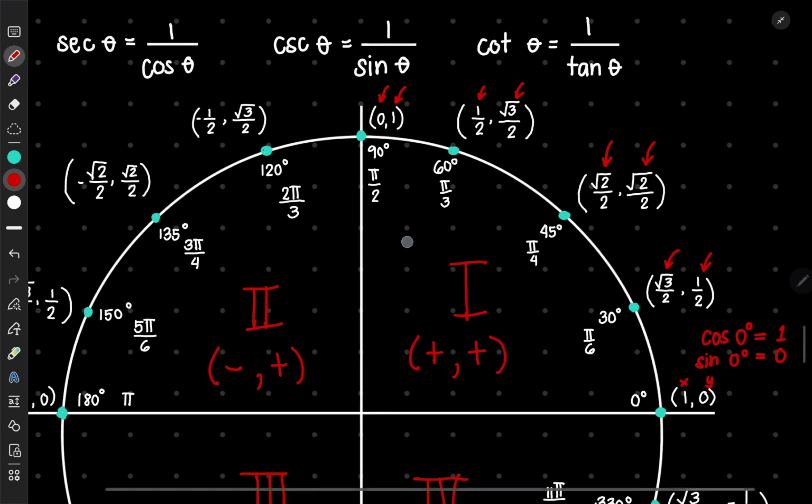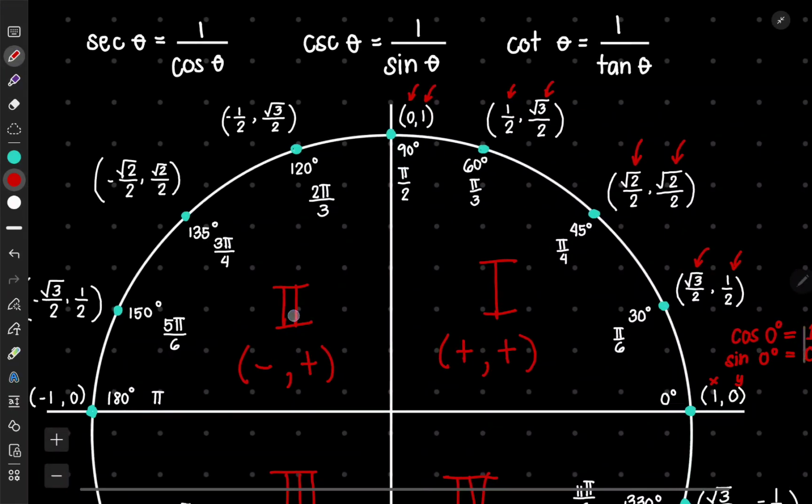Pag dito naman sa 90 up to 180 degrees, we know that this is the second quadrant and yung x-coordinate niya dito is a negative. So, magmi-mirror lang tayo dito. Like, itong 60 degrees natin, yung coordinate niya dito, i-copy lang natin dito sa 120 degrees.